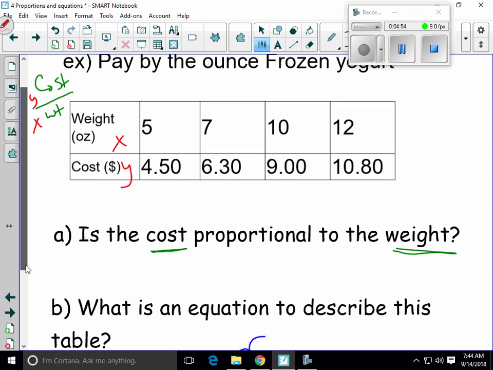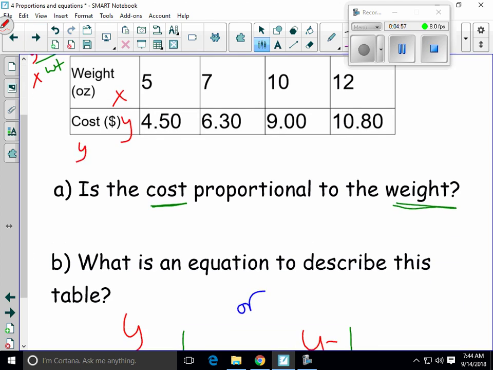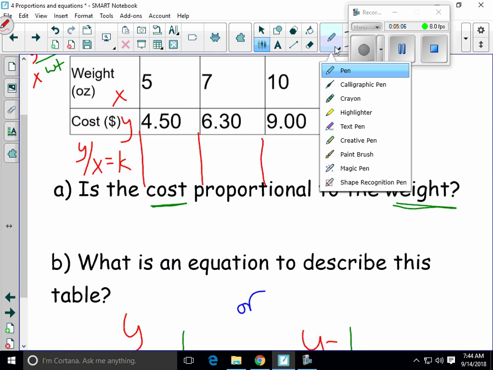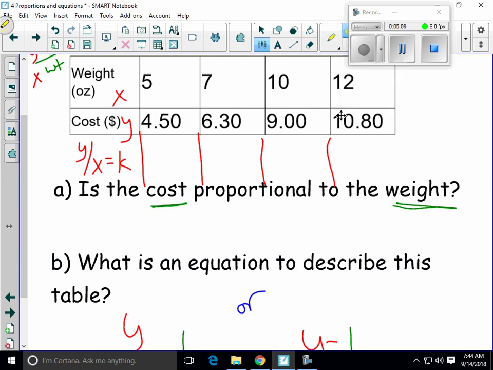To check the proportion, underneath the table, I'm going to make another row: y divided by x equals k. I'm going to go through each column, and I'm going to do the y, so 4.50 divided by the x, 5. Looks like I'm getting 0.9. Now, since we're talking about money, I'm going to go out one extra place value. I'm going to say 0.90.